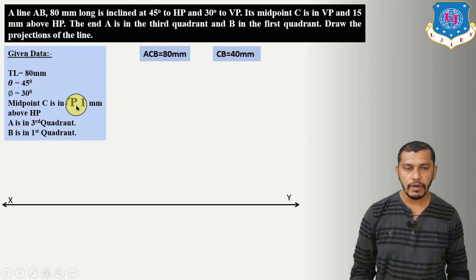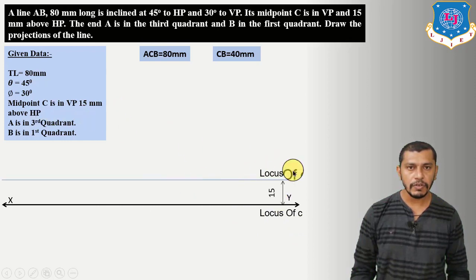C is in the vertical plane and it is 15 mm above HP. Whenever a point is in the vertical plane, the plan of that point will be on the XY reference line. So the XY reference line will be our locus of C, and it is 15 mm above HP. That means 15 mm above the XY reference line we will get the locus of C dash, and on this locus we will get the elevation of point C.